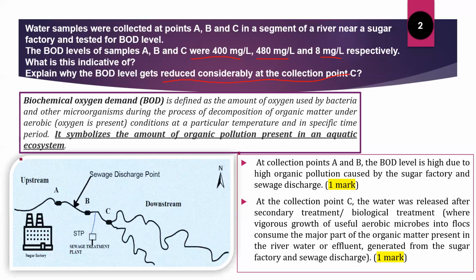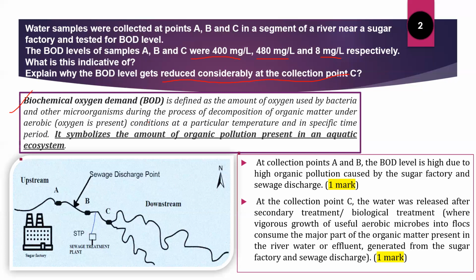So biochemical oxygen demand is the amount of oxygen used by bacteria and other microbes during the process of decomposition of organic matter under aerobic conditions. Okay, oxygen is required at a particular temperature and in a specific time period. In other words, it basically symbolizes the amount of organic pollution present in an aquatic ecosystem. So higher the BOD level, greater is the organic pollution level. In simple words, that's what it is.